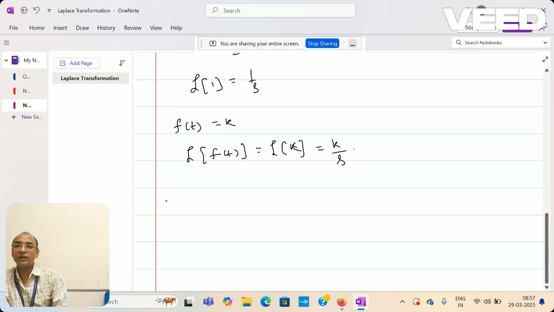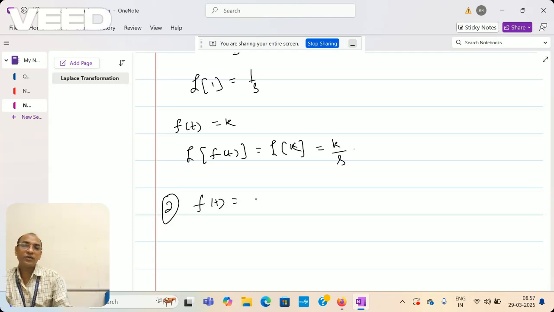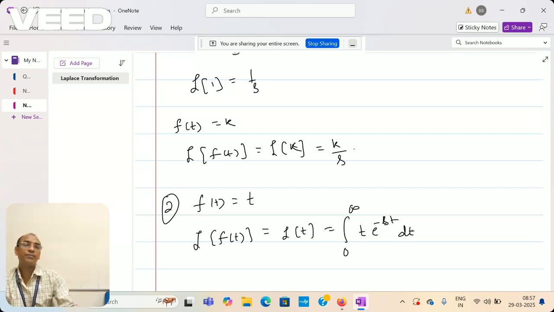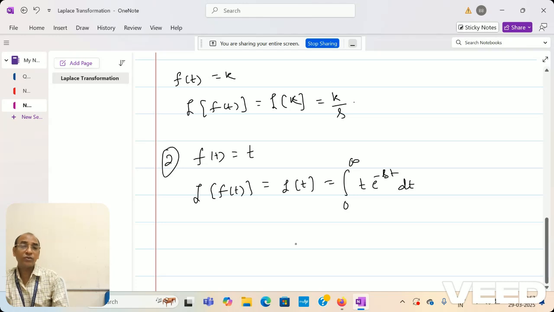Now, suppose I take f of t equal to t, only the variable t. Then the Laplace transformation of f of t is the Laplace transformation of t. According to the definition, this is the integration from 0 to infinity of t e to the power minus st dt. If we integrate this by parts, what will happen?